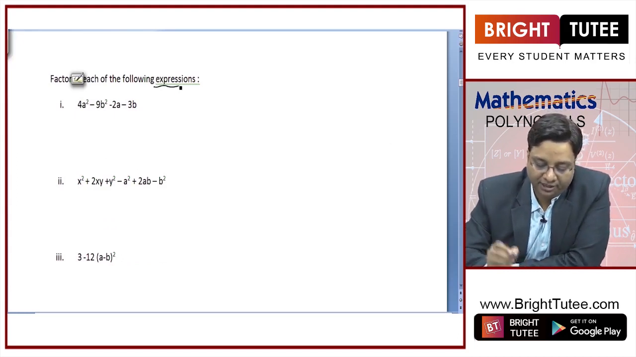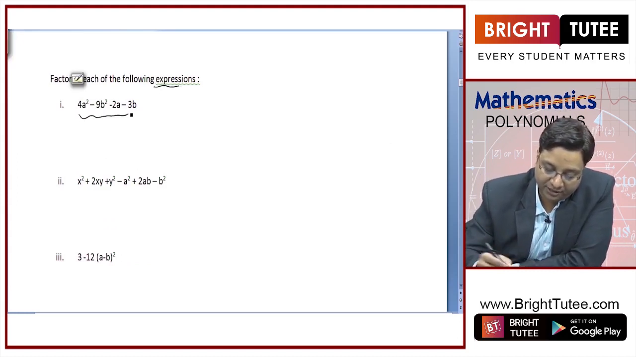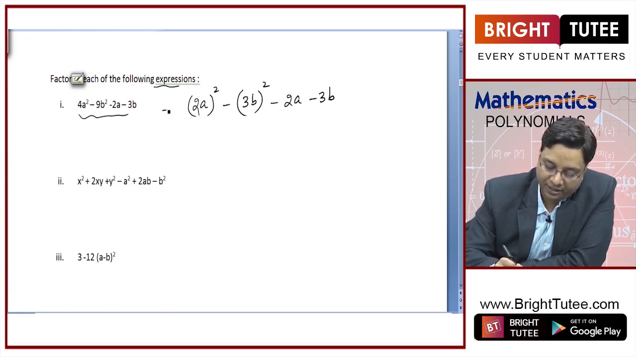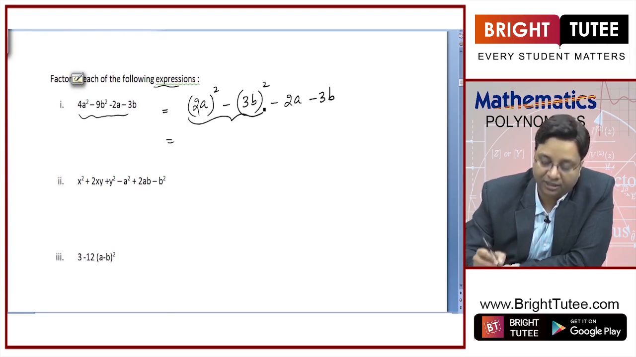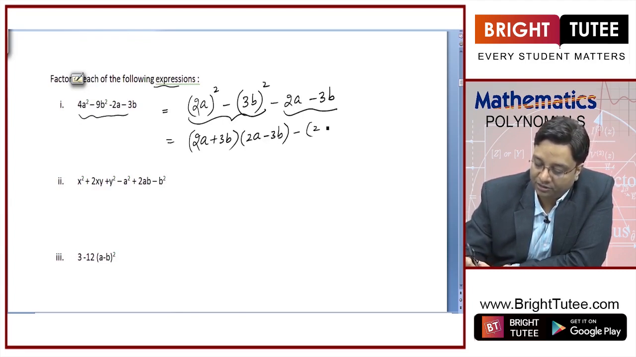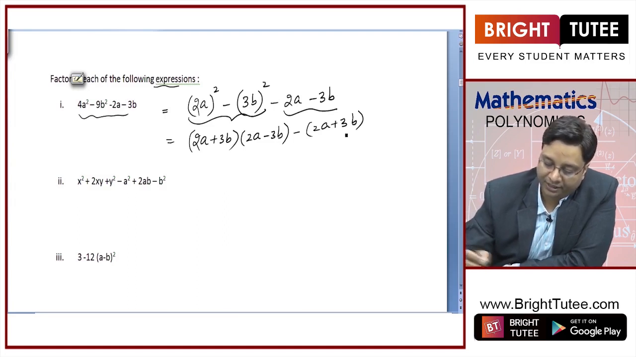Factorize each of the following expressions. Now the first expression is 4a square minus 9b square. So if I write it like this, 2a whole square minus 3b whole square and then minus 2a minus 3b. Now the first part, that is this part, is a square minus b square type. So I can write it as 2a plus 3b into 2a minus 3b, and this, if I take minus sign as common, 2a plus 3b, right.